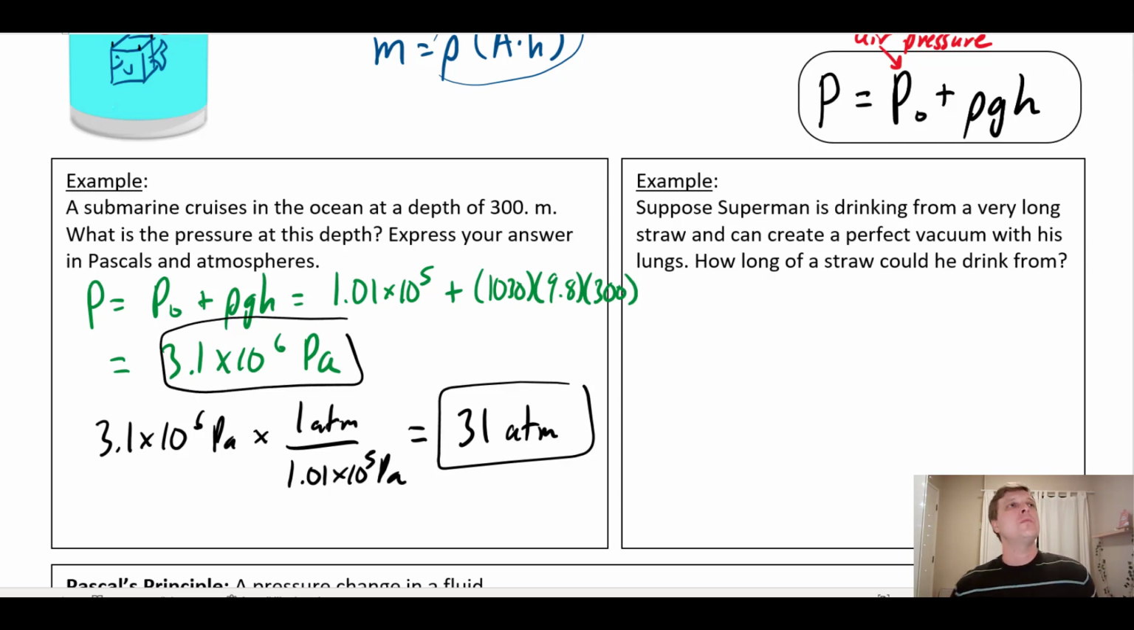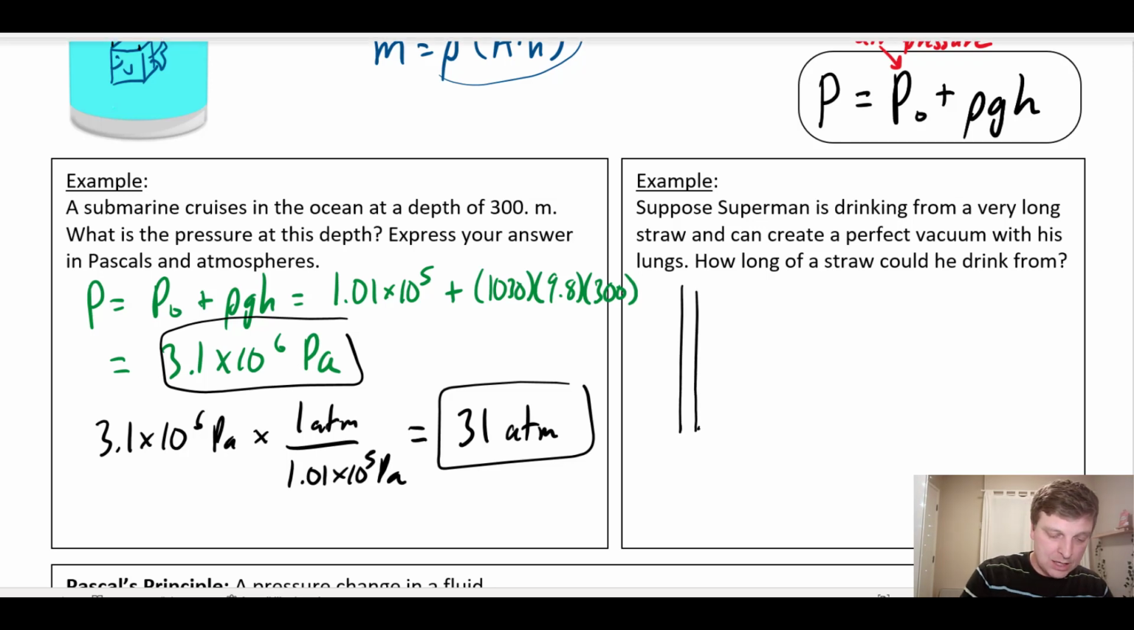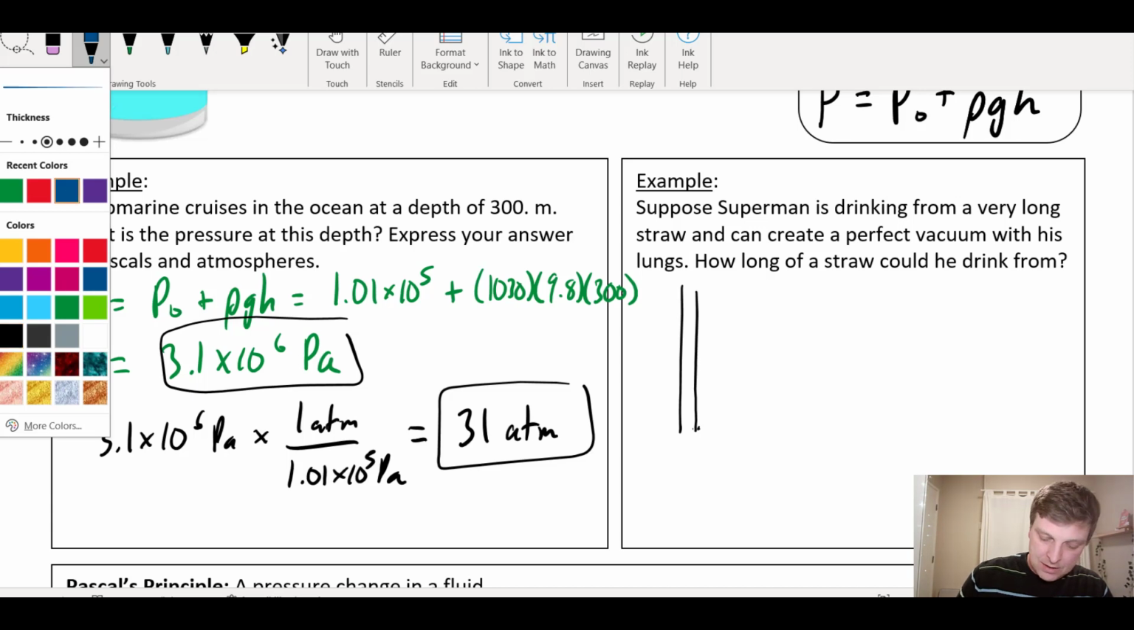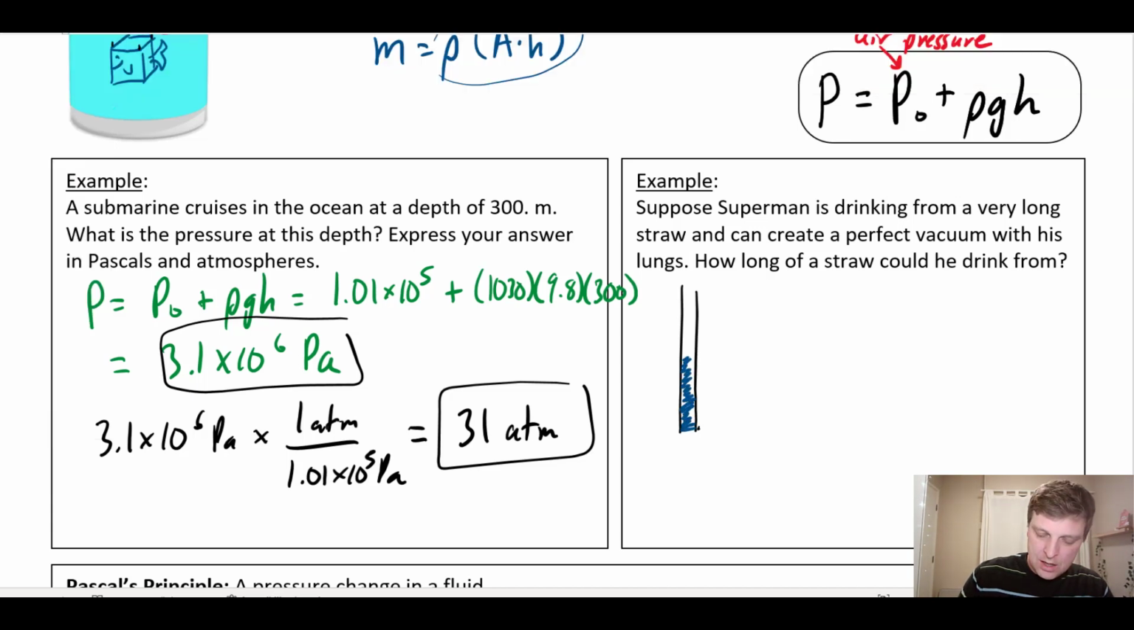Okay, so suppose that Superman is drinking from a very long straw. And because he's Superman, he can create a perfect vacuum in his lungs, right? He creates a vacuum where there's 0 pressure in his lungs, and that causes the liquid to come up. So if I have a straw, and there's some liquid filling the straw going up to a certain height. In actual fact, at first glance it might seem like that should be able to go an infinite distance, that Superman could have a straw however long he wants and he should be able to drink from the top.